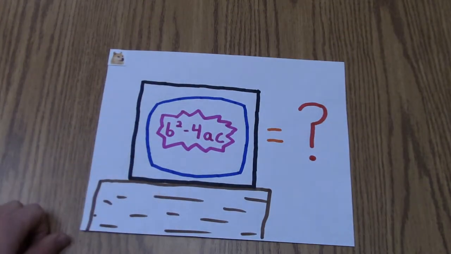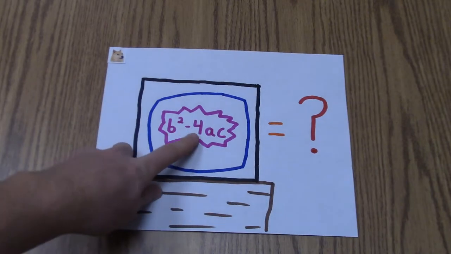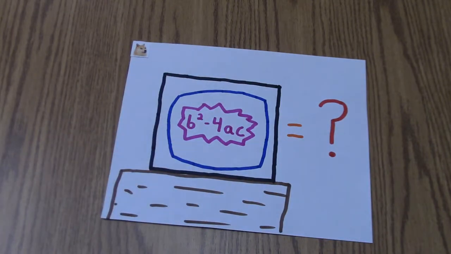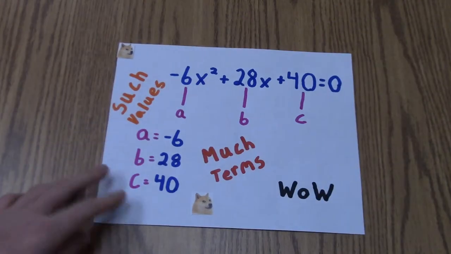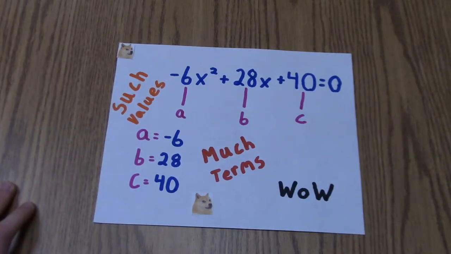The first step is to find the discriminant. The discriminant, or d, is b squared minus 4ac, which is found by plugging in the a, b, and c values. Okay, so now that we know how to find the discriminant value by plugging in a, b, and c, we have to know what those values are.